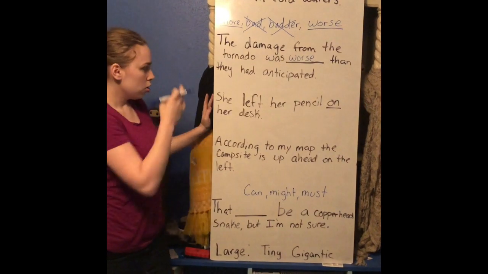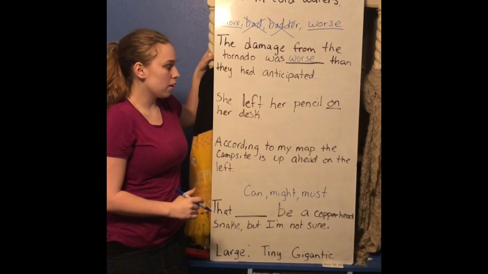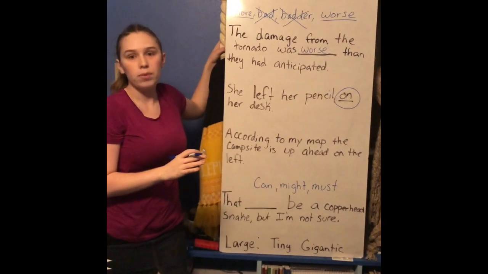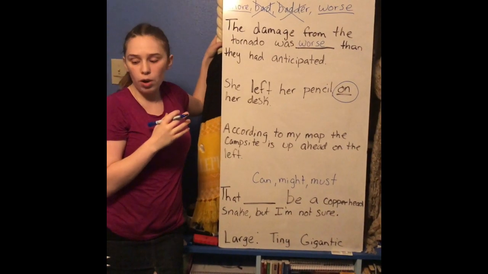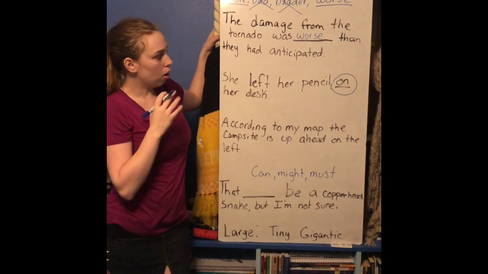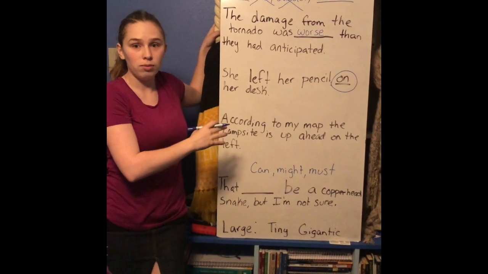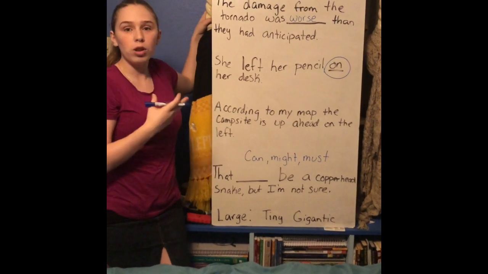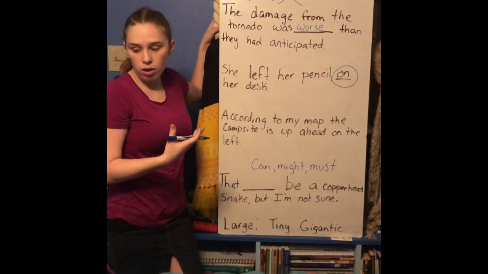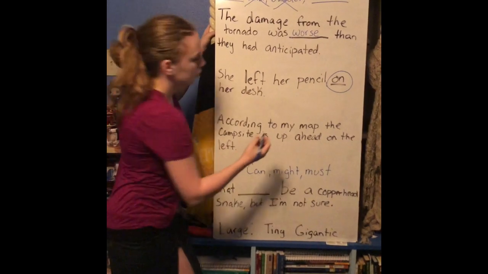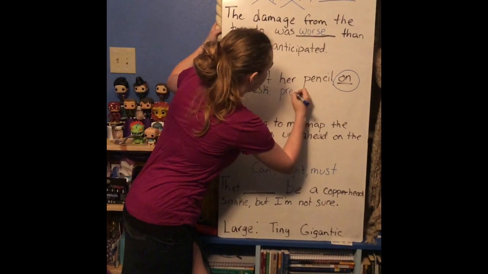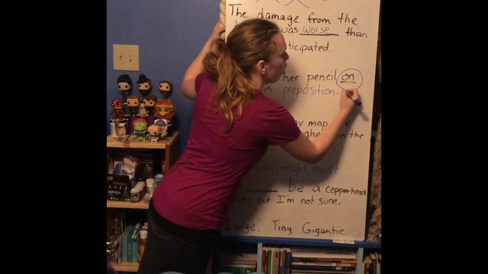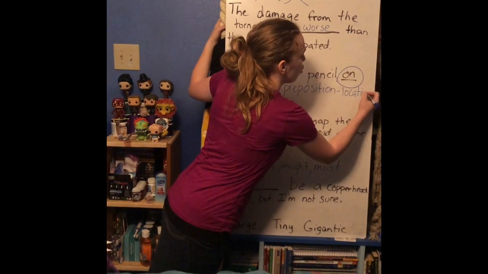The next one, she left her pencil on her desk. We're trying to figure out what this word on means. So if we go back to the words that we went over, what is on doing? On is describing the location of the pencil and where it's at. And what word describes the location? It's the preposition, which is telling us again the location.